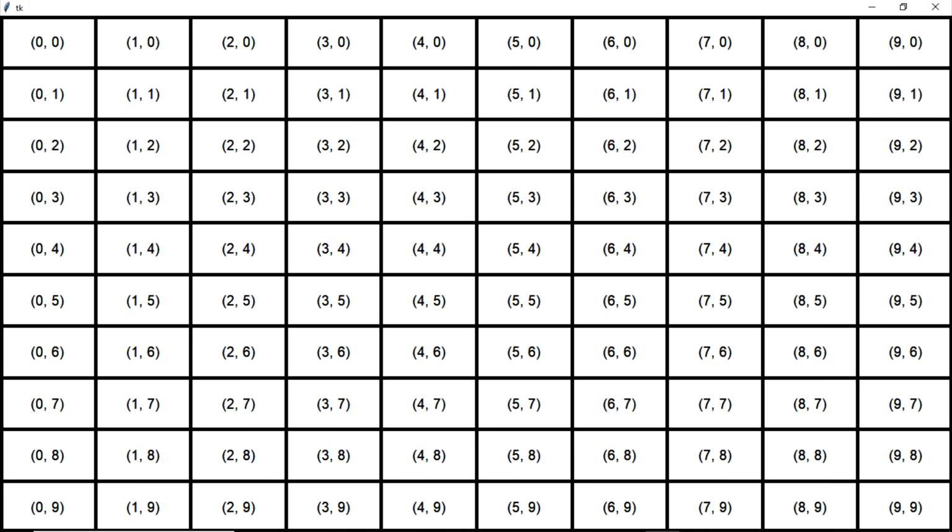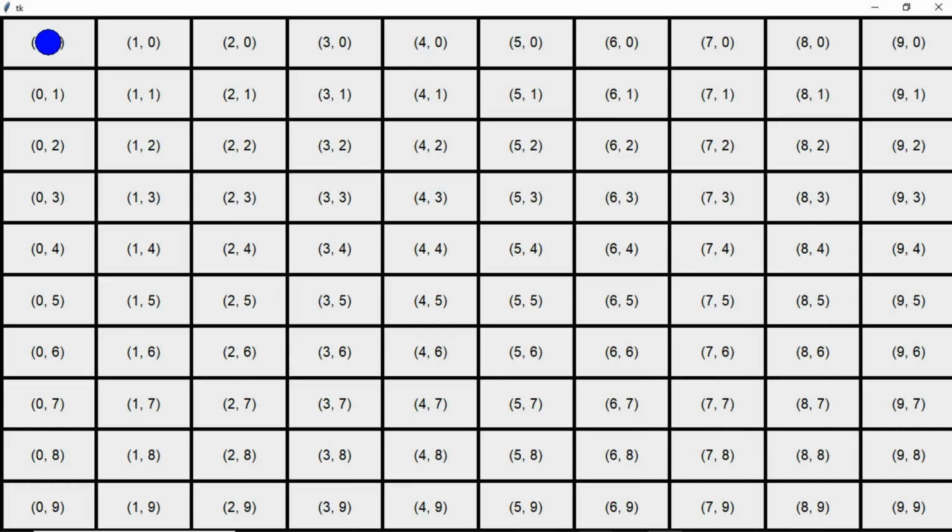In this guide, you'll draw a 2D tile map using rectangles, label the tiles with coordinates using text, draw a player on the tile map using an oval, and finally allow player movement on the map using the arrow keys. All of this will be done using Python and Tkinter.